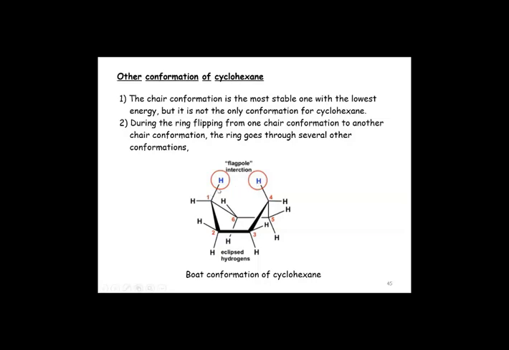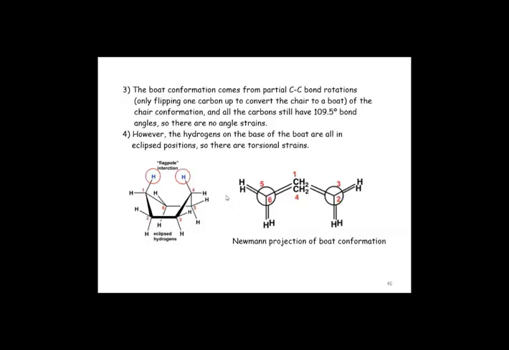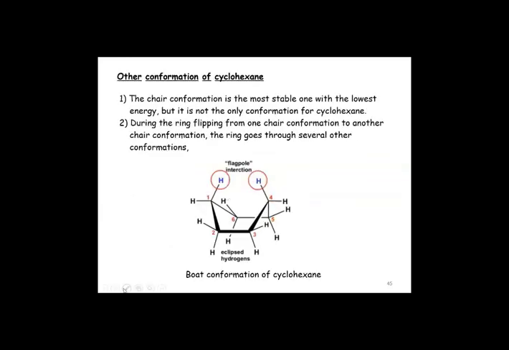This is the position where the 2 adjacent hydrogen atoms are closest. So there occurs some strain in the ring. The boat conformation comes from partial carbon-carbon bond rotation. Why partial rotation? Because when we move from chair conformation towards boat conformation, only one V part, which was lying down earlier, is moved up. The second side is not moved. So it is a partial ring flipping.